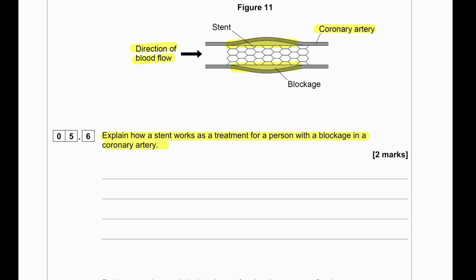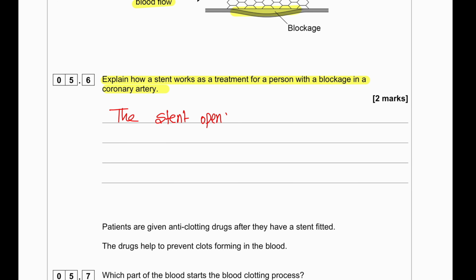So more oxygenated blood will be able to reach the heart muscle tissue, and as a result more oxygen will be supplied to the heart muscle tissue as well. Guys, only the points that the stent widens the artery and more blood can flow through the artery will give you the marking point.